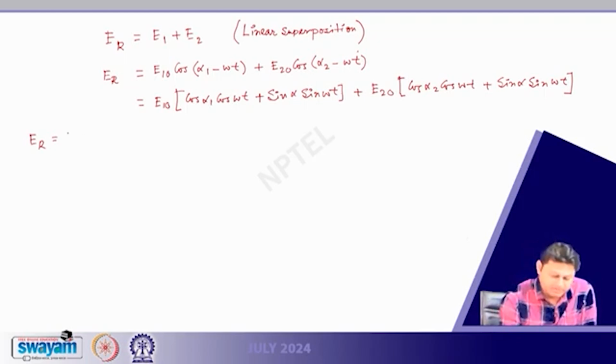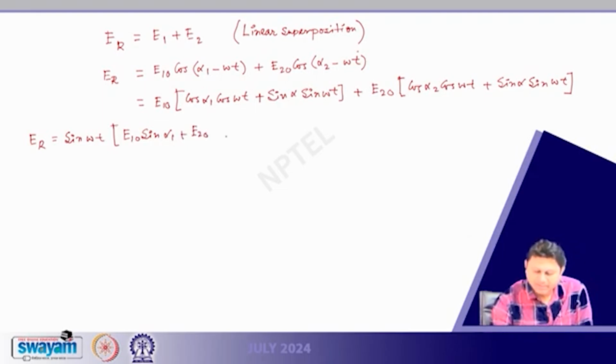And then what we do, let me write ER here, we just take these sine and cosine components. So sine omega t, if I take common, then I'm going to get a set here like E10 sine alpha 1 plus E20 sine alpha 2. Here we have 1, here we have 2, and then E10 sine alpha 1 and E20 sine alpha 2.